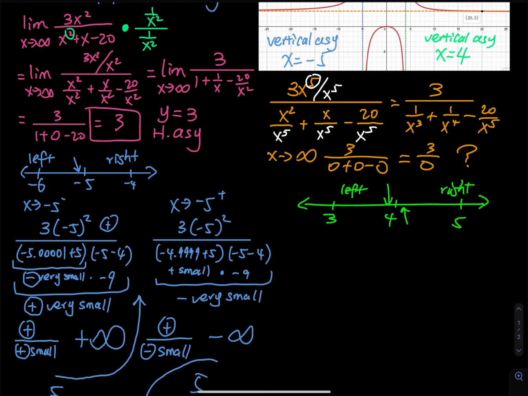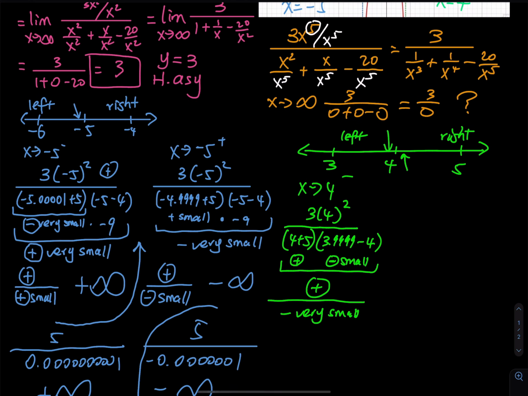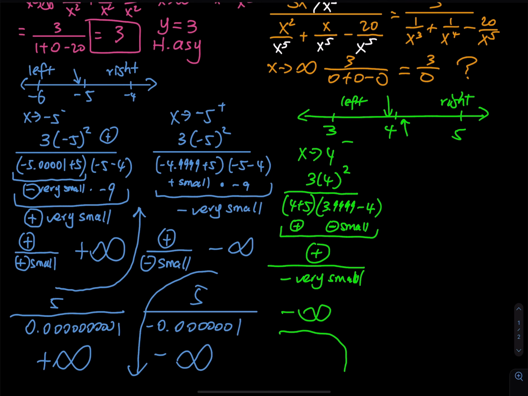So this x approaches 4 from the left. And then this is 3 times 4 squared, right? And then this time, this will be 4 plus 5. And then what affects the 4 is the x minus 4. So I will be picking 3.9999 minus 4. So this one is negative and very small, right? And then this is a positive. Overall, you have a negative and very small in the denominator. The top is positive. Positive divided by negative, very small. What do we have? We have a negative infinity. So as x approaches 4 from the left, the curve goes down.